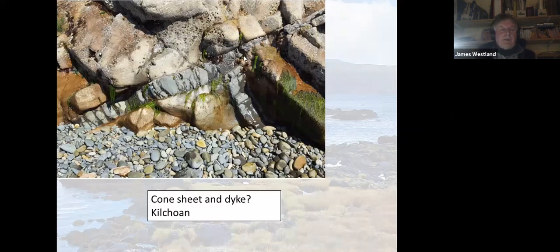This is one Simone picture. This is a cone sheet here, and it looks like it's got a dike feeding it. Now I'm just not 100% certain of this, but it doesn't look like it's a dike that's gone so far and been cut off by a cone sheet, because there's no dike on the other side of it. It looks like this dike is actually feeding a cone sheet, which may be what's actually happening here. It's an interesting place. So that's at Kilchoan.